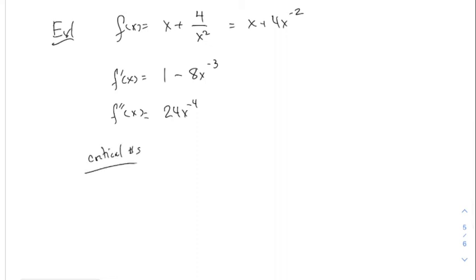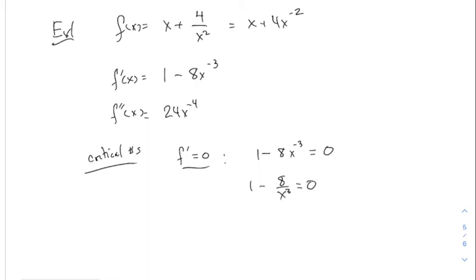We have to use the first derivative and set it equal to 0, and also say when the first derivative does not exist. Let's do the equals 0 part first. It says 1 minus 8x to the minus 3 equals 0. When you're trying to do the algebra steps to solve for x, if you see a negative exponent, it's a good idea to write it out as a fraction. That will help you tell what the appropriate algebra steps are. So this, as a fraction, looks like this.